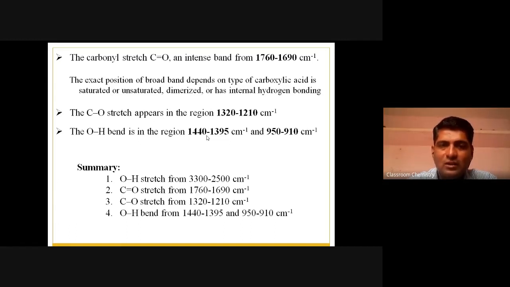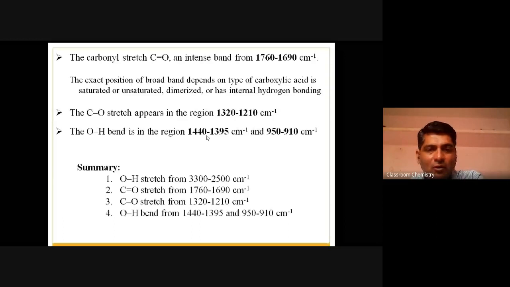It starts from 1760 to 1690 centimeter inverse. Third band is for CO stretching. It starts from 1320 to 1210 centimeter inverse. And fourth one is the OH bending, and it has two bands. It comes around 1440 to 1395, and second is between 950 to 910 centimeter inverse. So remember these four bands to interpret the acid compound.